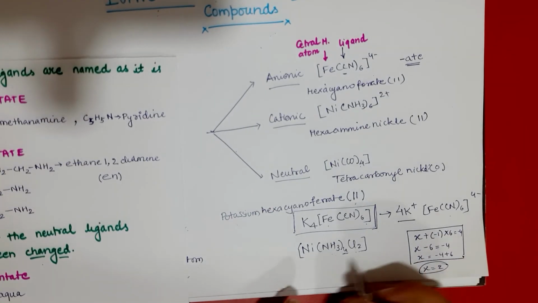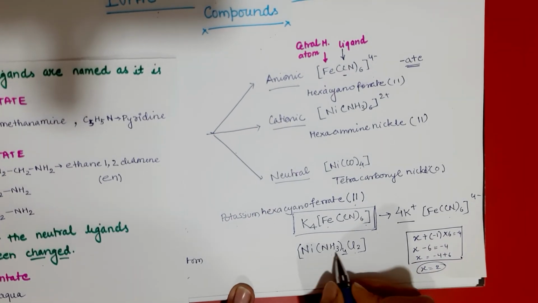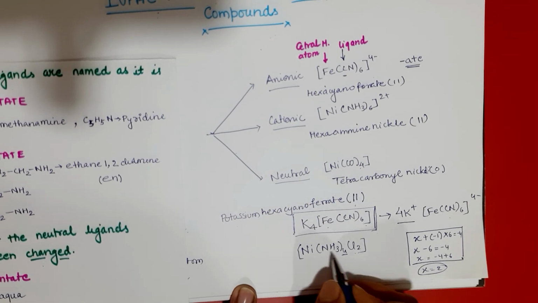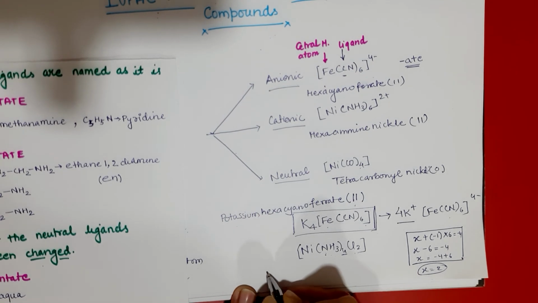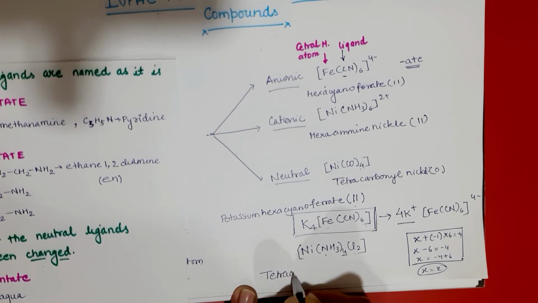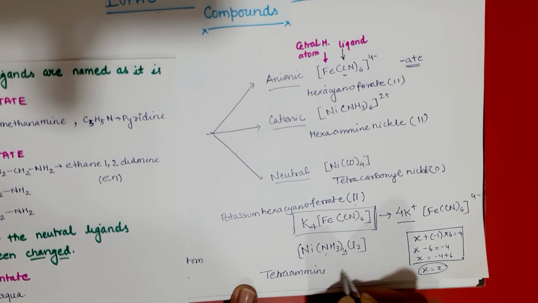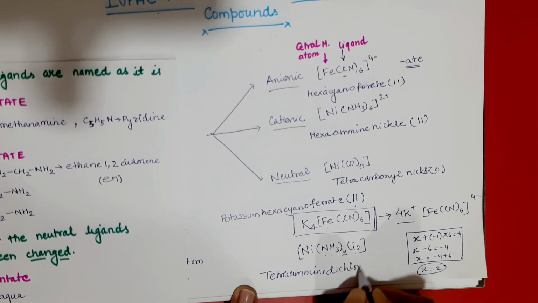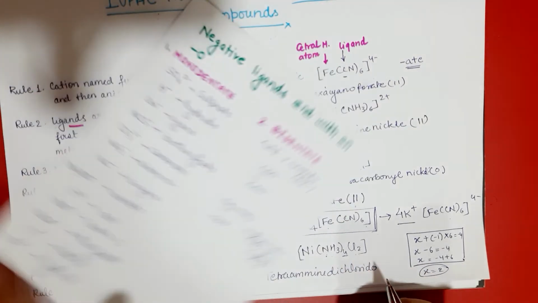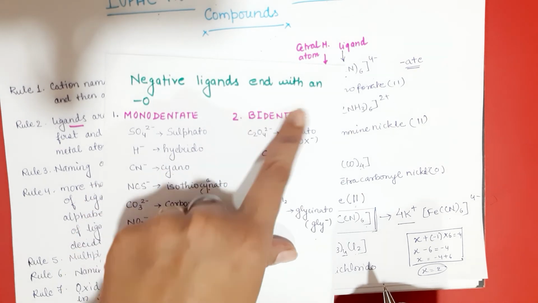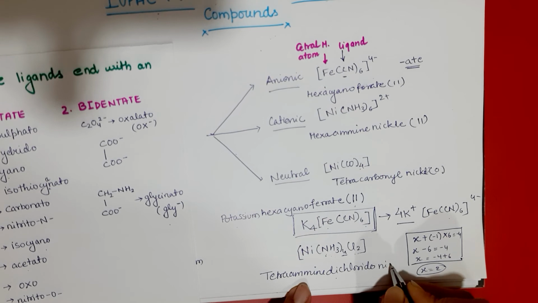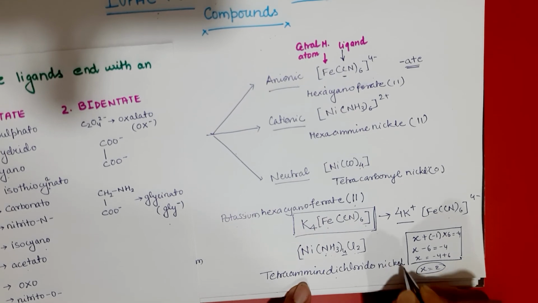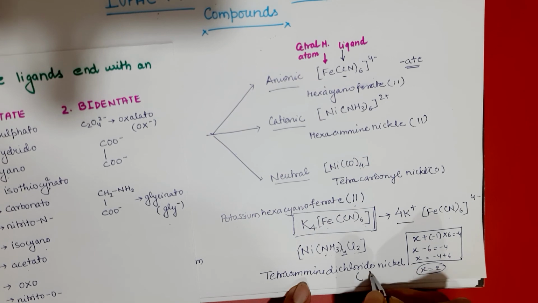Okay, the last example: we have 2 different types of ligands here. So let's start the writing. Again, if we go by alphabetical order, ammine will be named first. So tetraammine, then dichlorido, because Cl is a negative ligand and we have to end negative ligands with -o. So tetraamminedichloridonickel, and you have to calculate the oxidation number.